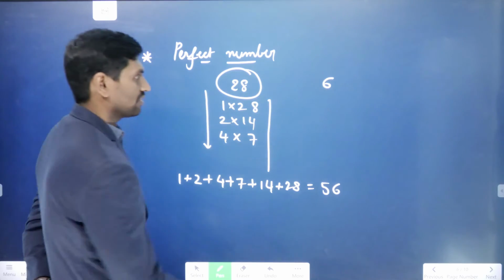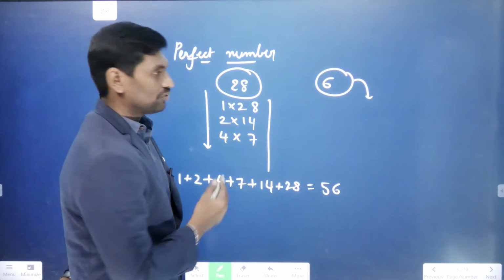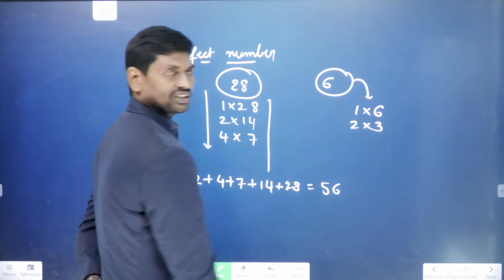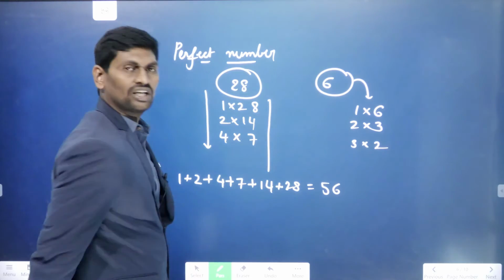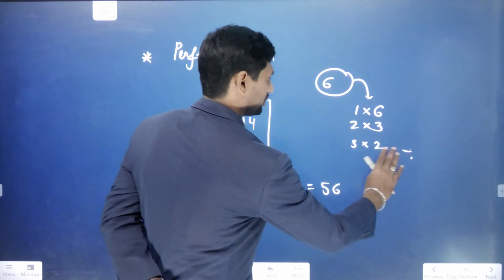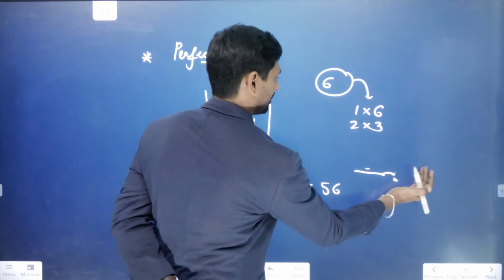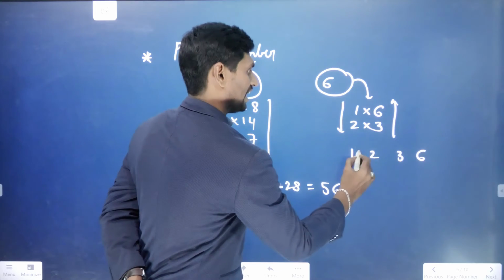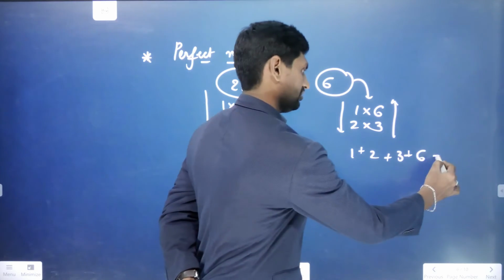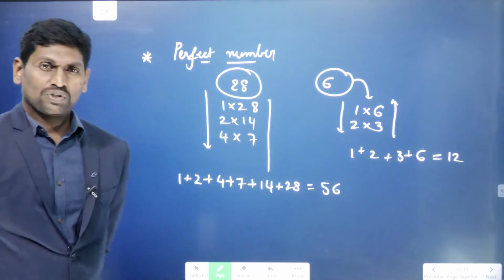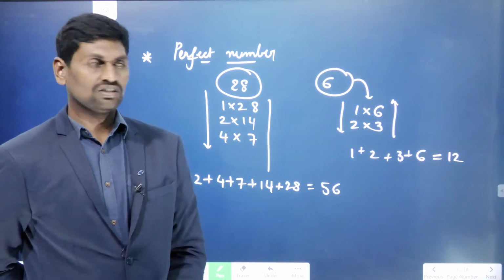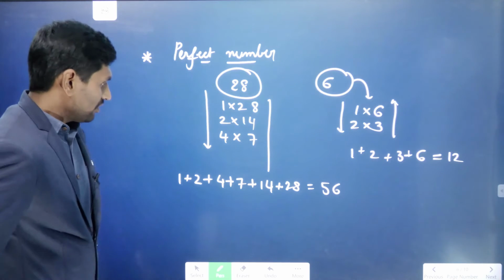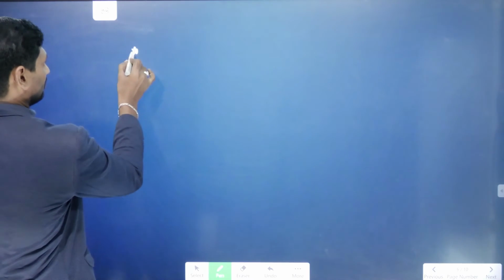Let us check for 6 also. For factors of 6, one table, two table also will come. 2 3s are 6, and 3 2s are also 6, but 2 3s and 3 2s are the same. So the factors we have are 1, 2, 3, 6. Add all of them, 12. So 6 is also a perfect number. Among the natural numbers, 6 is the first perfect number. Next I found 28. You can find some more. I am writing the definition. Perfect number.